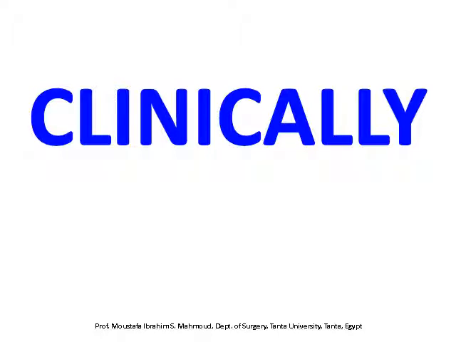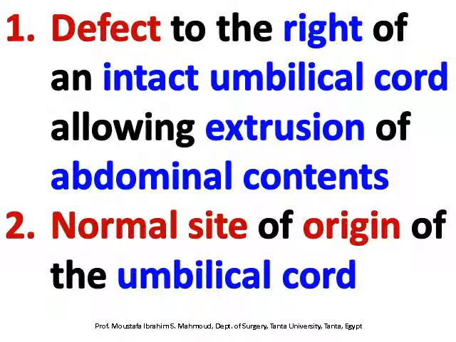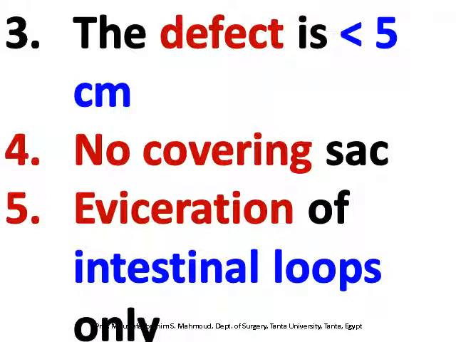Clinically, defect to the right of an intact umbilical cord allowing extrusion of abdominal contents. Normal site of origin of the umbilical cord. The defect is less than 5 centimeters. No covering sac. Evisceration of the intestinal loops only.